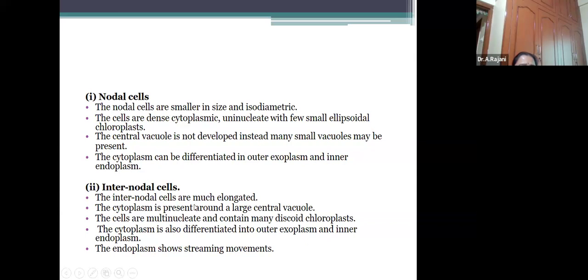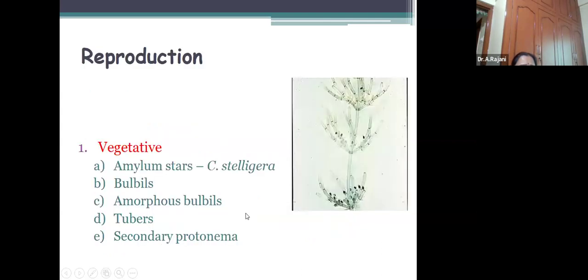Internodal cell structure: the cell is much elongated. This one is very small, no? This is the opposite, very much elongated. Cytoplasm is also present around the vacuoles. Multinucleate. What type of chloroplast here? Discoid chloroplast is present here; in the nodal part, ellipsoidal chloroplast, but in the internodal, discoid chloroplast is present. Cytoplasm is the same, differentiated into outer and inner. Endoplasm is also present in this one.